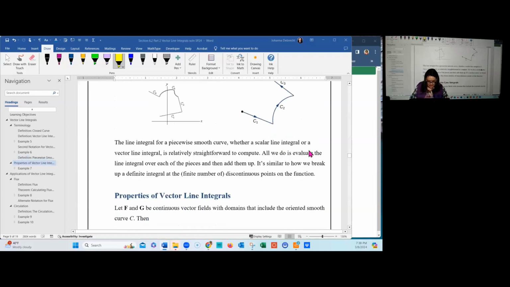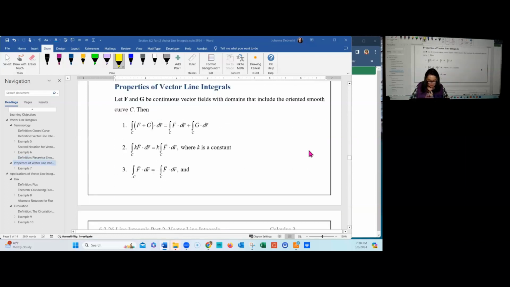Let's go ahead and find the properties of vector line integrals. We're going to suppose we have two continuous vector fields, uppercase F and uppercase G. They have domains that include an oriented smooth curve C. Oriented means there's a direction to travel along. Smooth means that r prime of t is not 0.